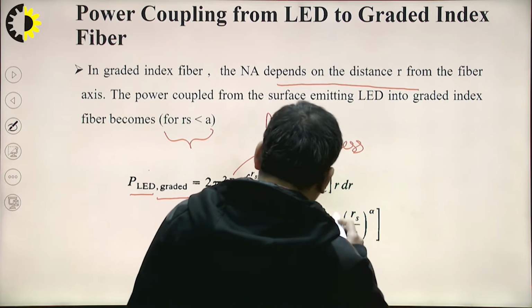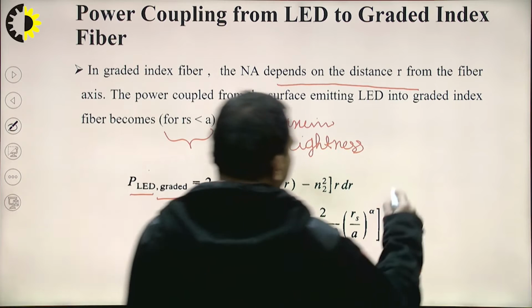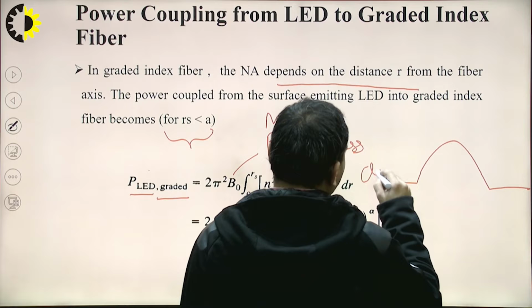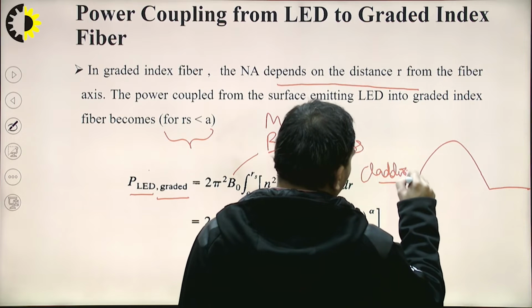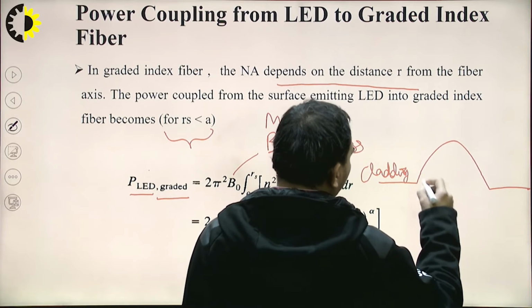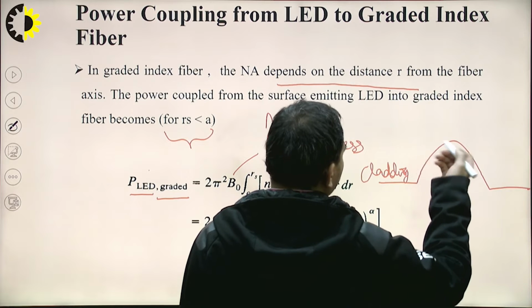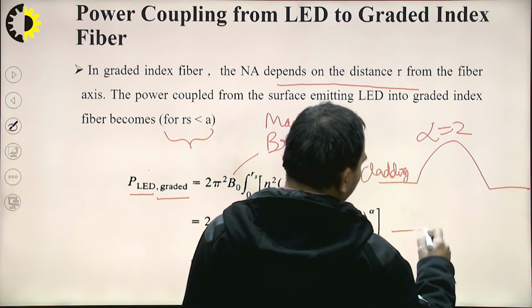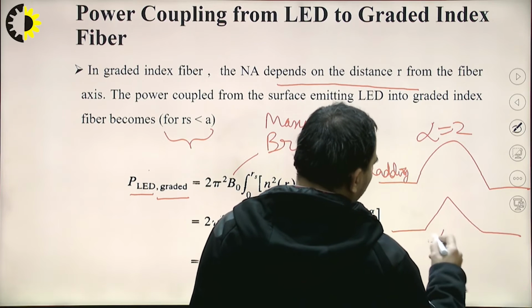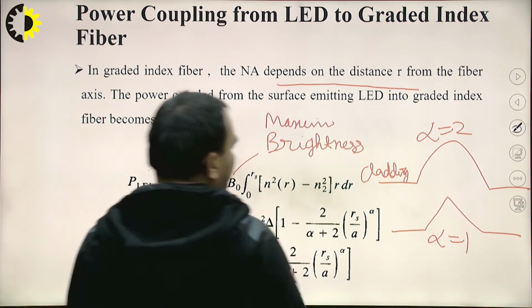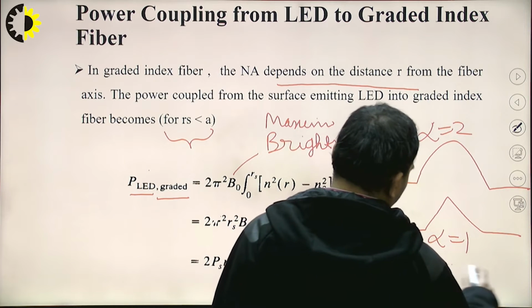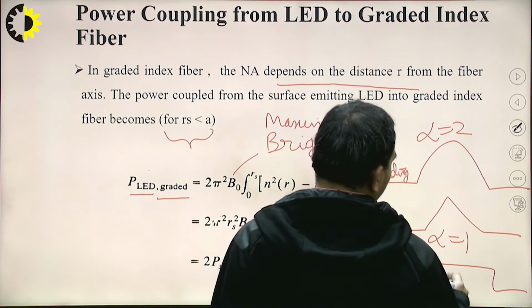So we know that the graded index profile has a constant cladding, and the core refractive index profile is changing. If it is parabolic, then alpha will be equal to 2. If it is a triangular profile, then alpha is equal to 1. If alpha becomes infinite, then it will become the step index profile. This we have already discussed in my previous lecture.